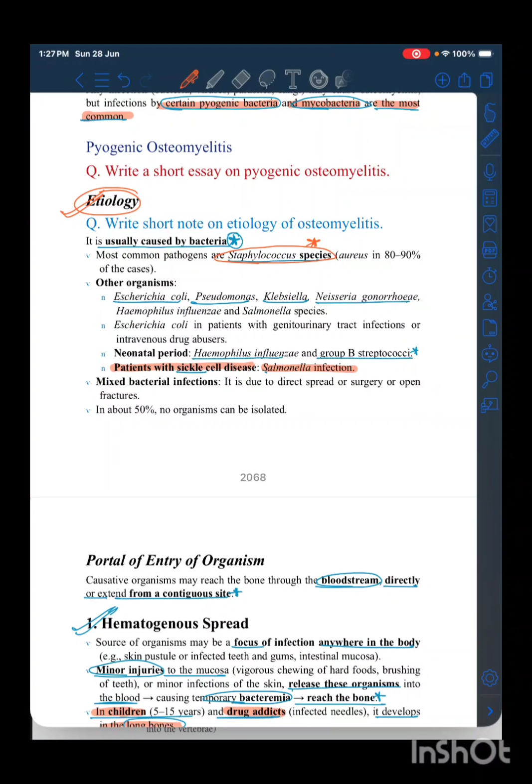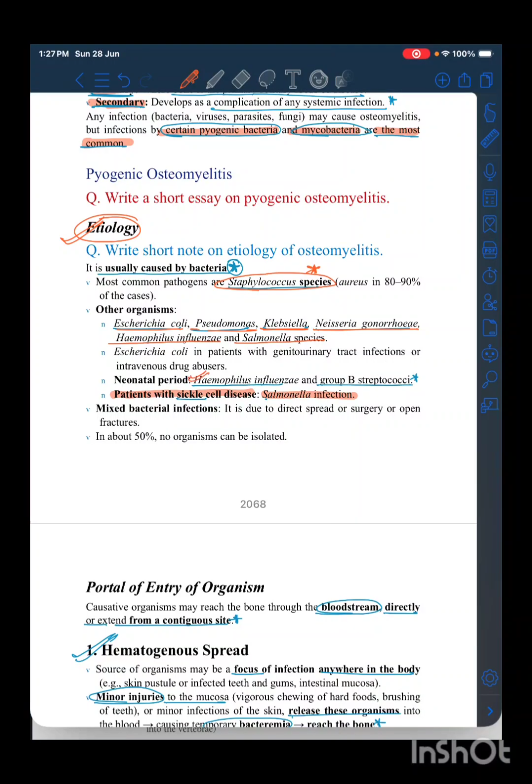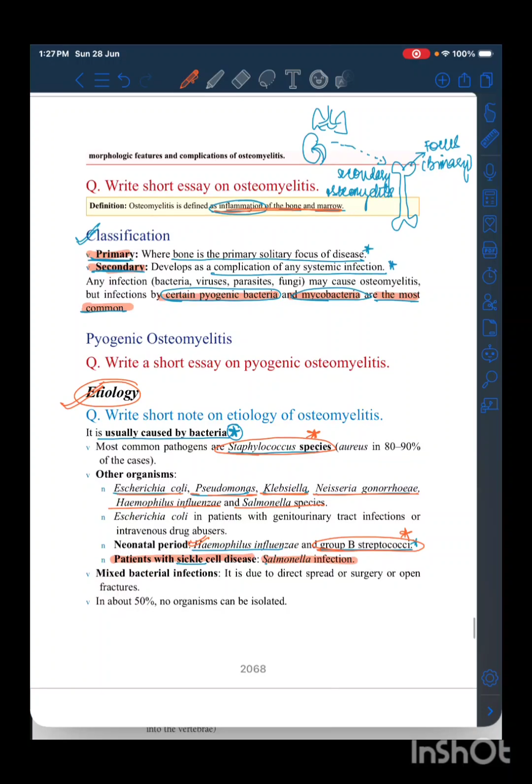Other organisms are almost the same as the causative agents of pyogenic meningitis: Neisseria gonorrhoeae, Klebsiella, Pseudomonas, E. coli, Haemophilus influenzae, Salmonella. For neonates, it is Haemophilus influenzae and Group B Streptococcus. Now it is divided into primary and secondary. Primary means the bone is a primary solitary focus, whereas in secondary, the infection of the bone develops from any systemic infection.